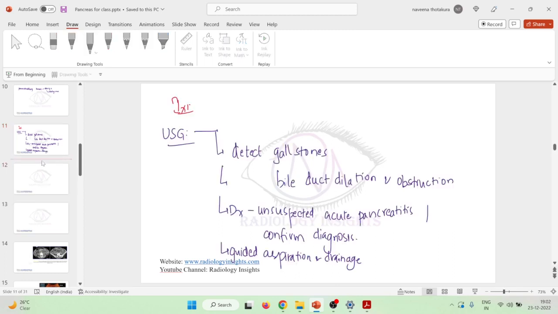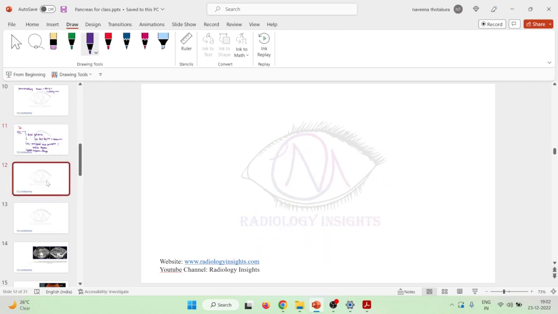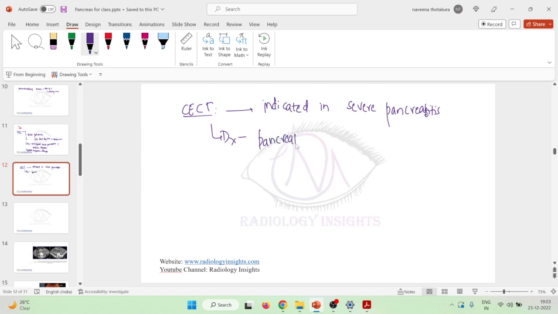Following ultrasonography for acute pancreatitis, CECT can be done. CECT is mainly indicated in patients with severe pancreatitis. CECT is also used to diagnose pancreatic necrosis.